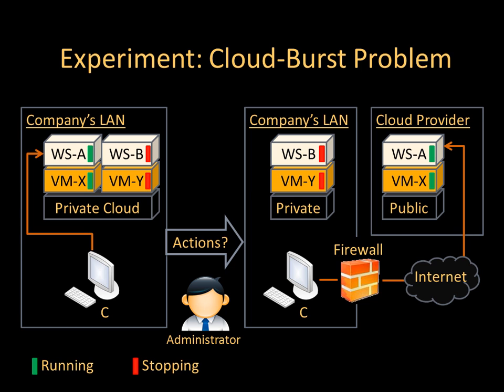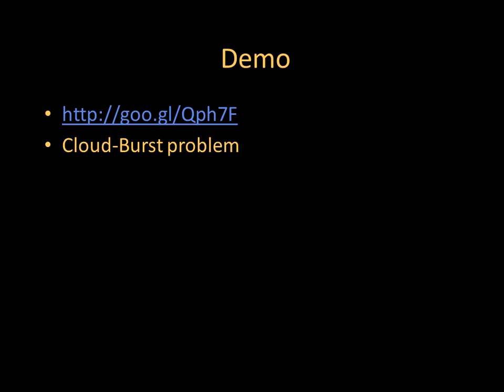The right side shows the desired state of the system, that is, web service A is running on public cloud while web service B is still in private cloud and not running. The main question is, how can our prototype solve this problem? So, to know about it, let's go to the demo.